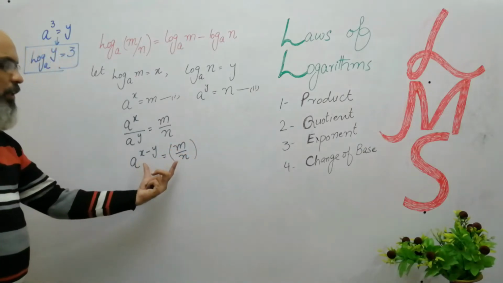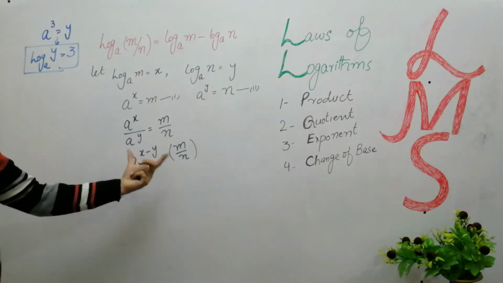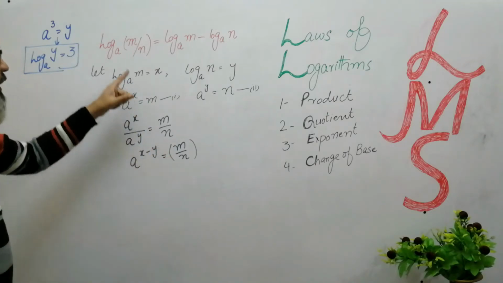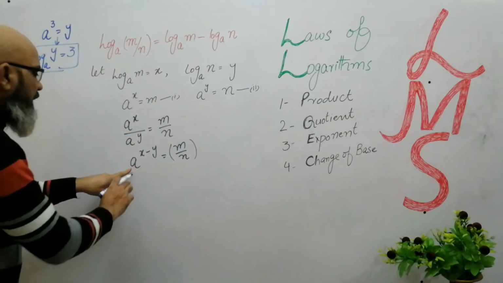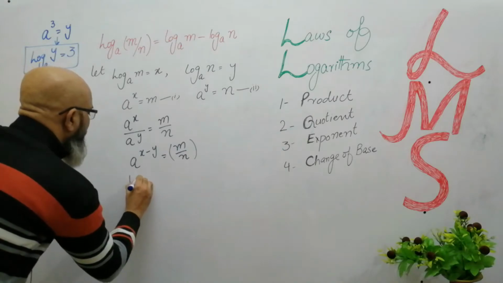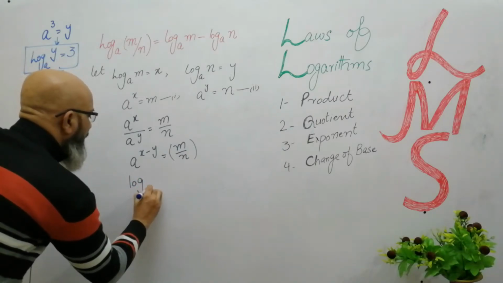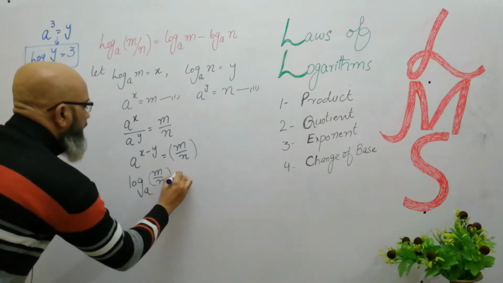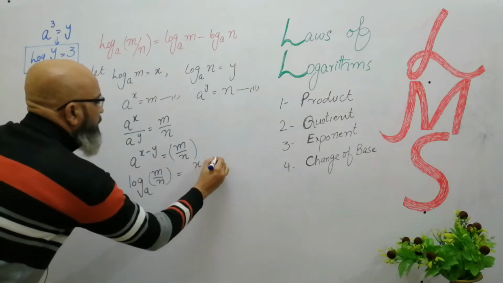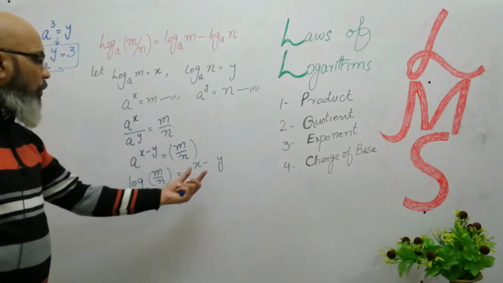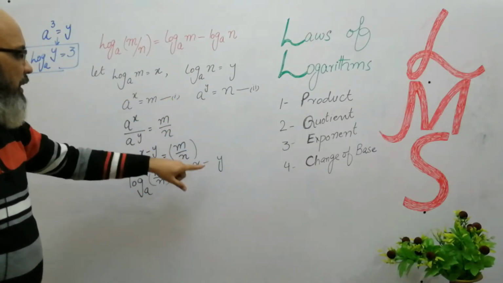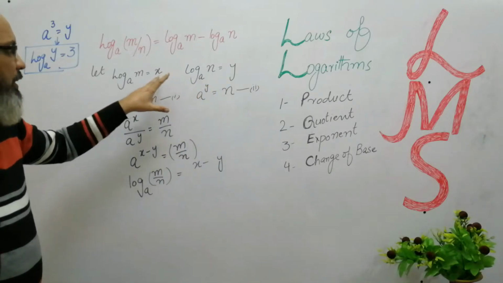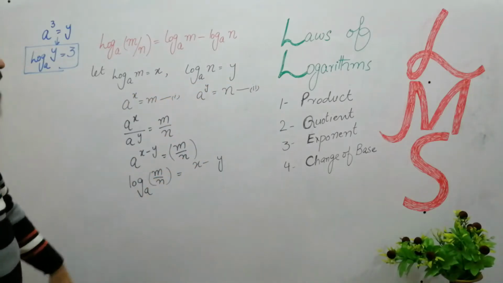So write this in exponential form. Sorry, this is your exponential form. So write this in logarithm form. What do we get? This comes with the base a, log m over n, and that is equal to x minus y. So now again replace the value of x and replace the value of y. अब x और y की जगह पे उसकी values को replace कर दें.